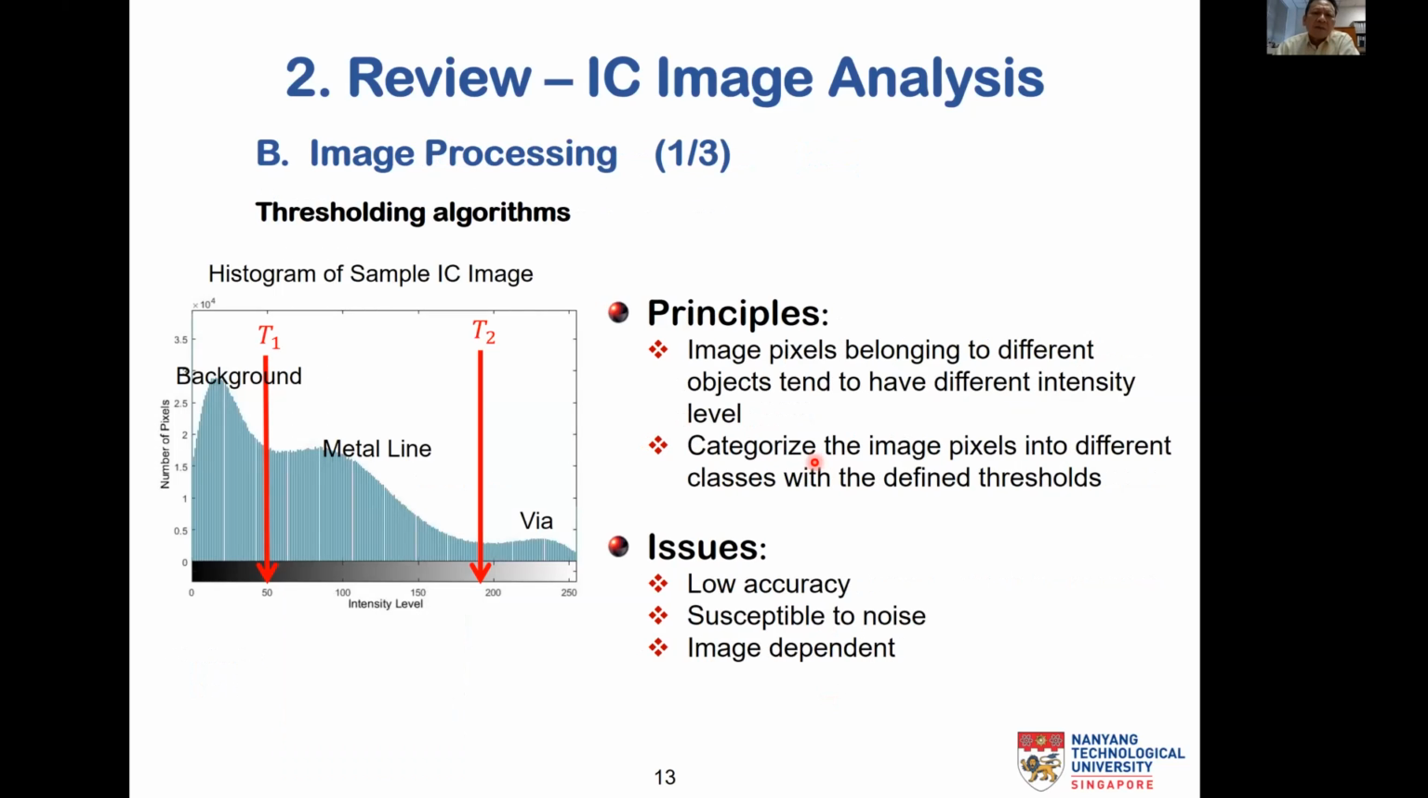Now we look at a conventional image processing technique. There are three of them, which I'll go through briefly. First is using the threshold algorithm. As we know, the background is darker, and the VR in this particular case is actually brighter, and the metal line is in between.